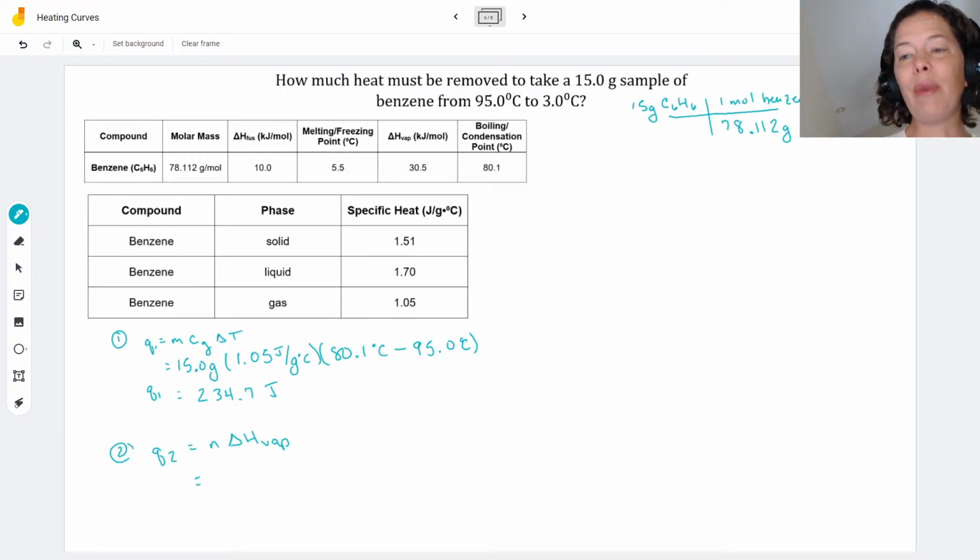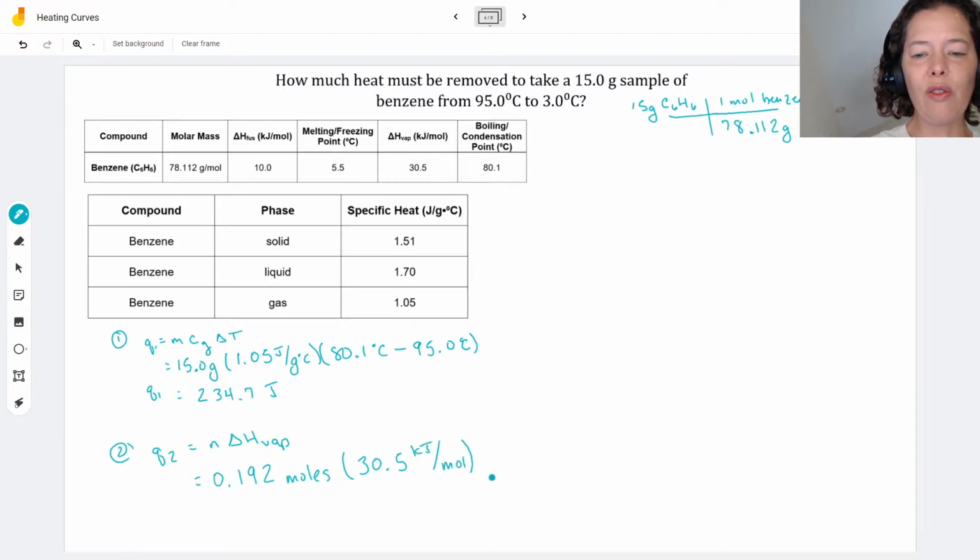So I have already calculated my number of moles. I'm just going to put that in here. That is moles. And my heat of vaporization for benzene is given right here. That is 30.5 kilojoules per mole. As always, making sure that moles are going to cancel. I'm left with kilojoules. So my Q2 is 5.86 kilojoules. Okay, great. Now we need our step 3.